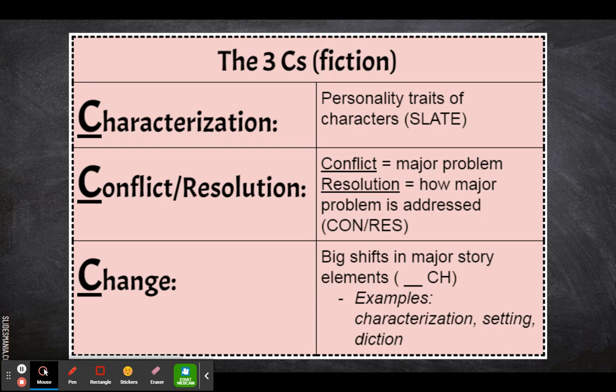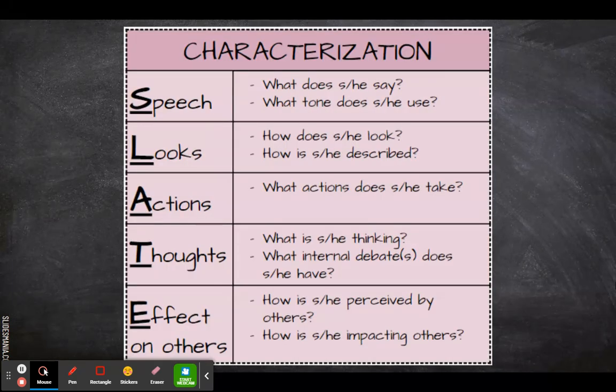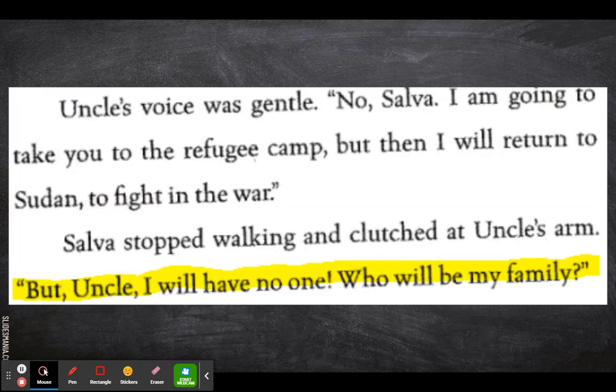Okay, we can also find theme by using characterization. Reminder, characterization, we track it by using SLATE. S-L-A-T-E, SLATE. Speech, looks, actions, thoughts, and effects on others. Those are clues that help describe characters. So here's another example from the following chapter.